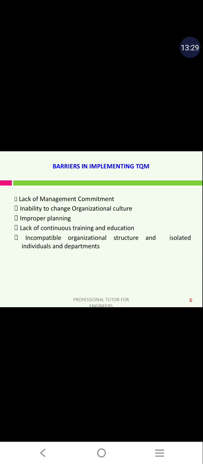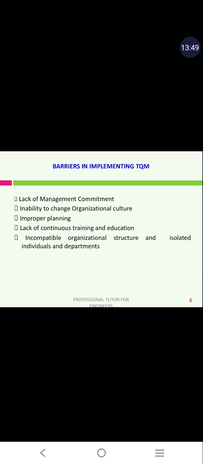Implementing TQM is not so easy. So when a company is planning to implement TQM, several problems will occur. That is called as barriers in implementing TQM. So now we will discuss those barriers in detail.